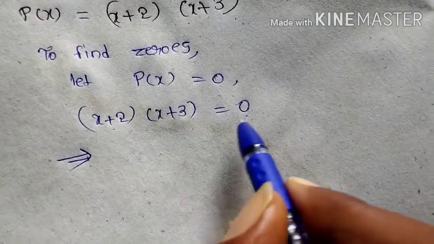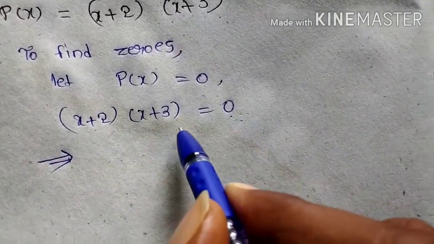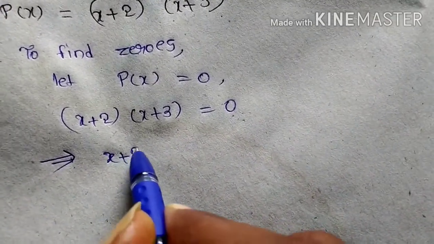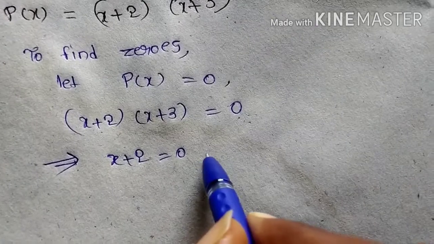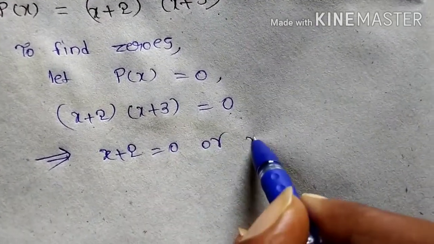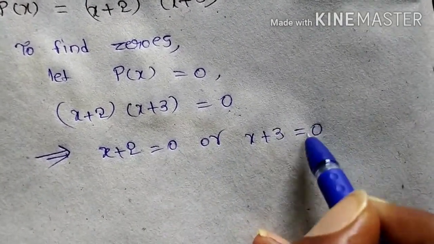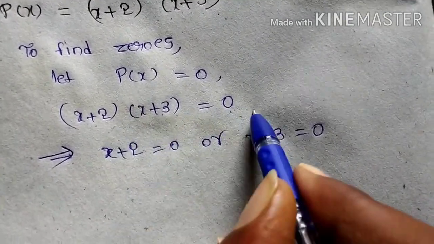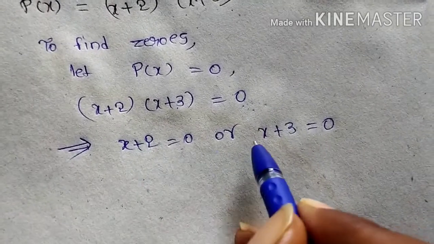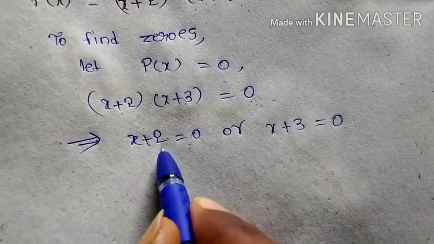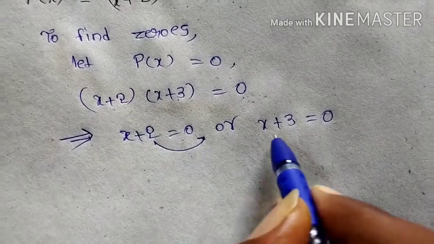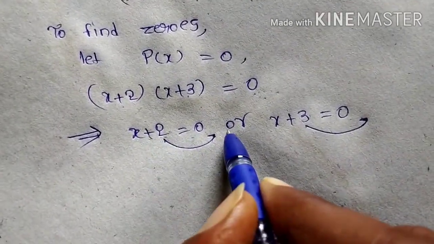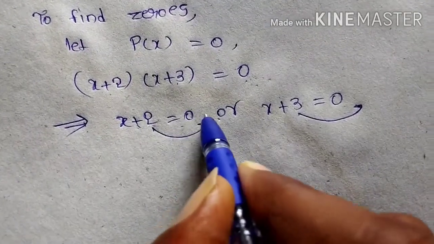Already you know that a into b is equal to 0 means either a is equal to 0 or b is equal to 0. So x plus 2 is equal to 0 or x plus 3 is equal to 0. Yes or no? Just transpose 2 to the RHS. Here you can transpose 3 to the RHS. If I transpose 3 to the RHS, it will become minus 3. That means 0 minus 3.